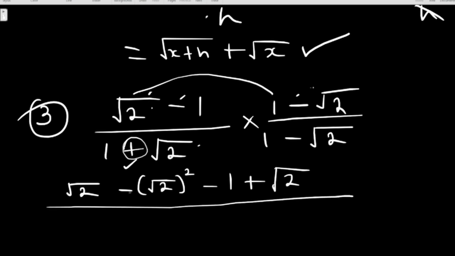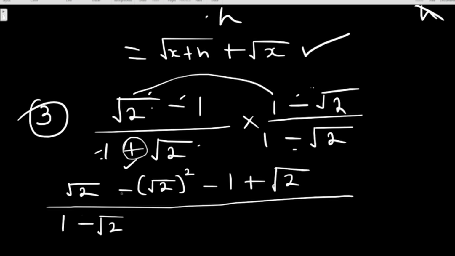Now, let's multiply out the denominator. So 1 times 1 will give you a 1, and then 1 times negative root 2 will give you negative square root of 2. And next up, remember that this number right here is not a negative, so that we don't make any mistake. This is a positive one.